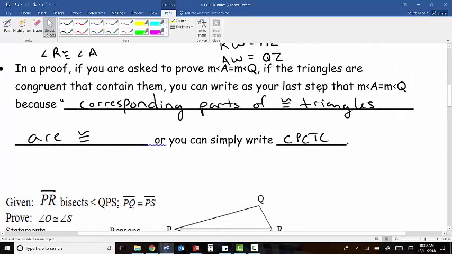So you will have to know what CPCTC stands for. That's something that they train and then quiz you on, so we want to make sure we're comfortable with that. Let's say you're asked to prove that angle A is equal to angle Q. That's what you're supposed to finish with right here. Well, you're first going to try to see if the triangles are congruent by using one of the smaller theorems, like angle side. Once you get to that point, you can say, okay, angle A now equals angle Q because corresponding parts of congruent triangles are congruent. Of course, if you don't want to write all these words in your proof, you can just write the phrase CPCTC.